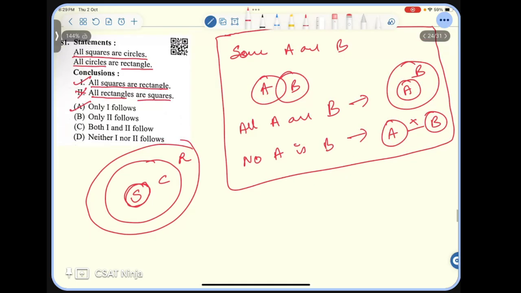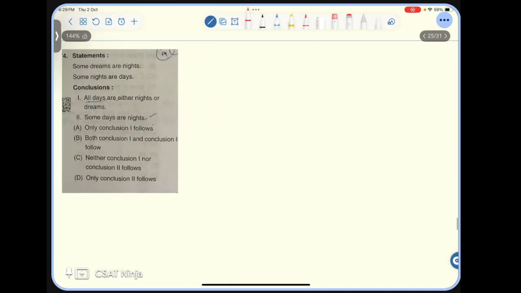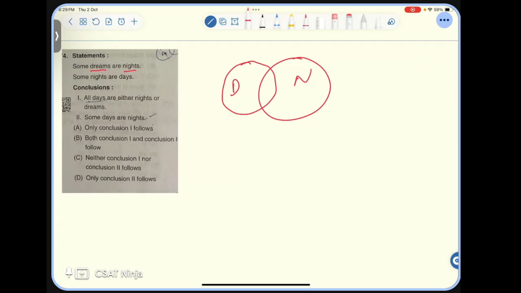Okay, with this, let's do some more questions at a time. You'll learn better. Now, some dreams are nights. There is an area shared between dreams and nights. Some nights are days. Okay, this is dream, and some nights are days.